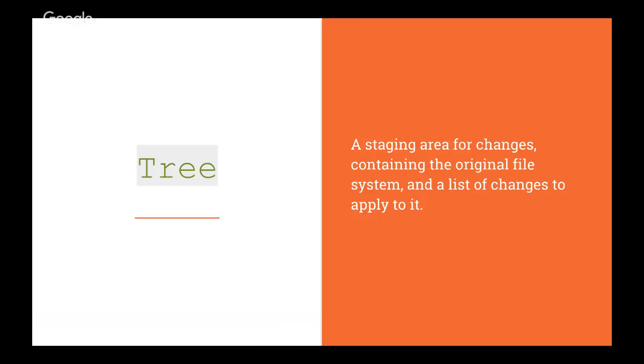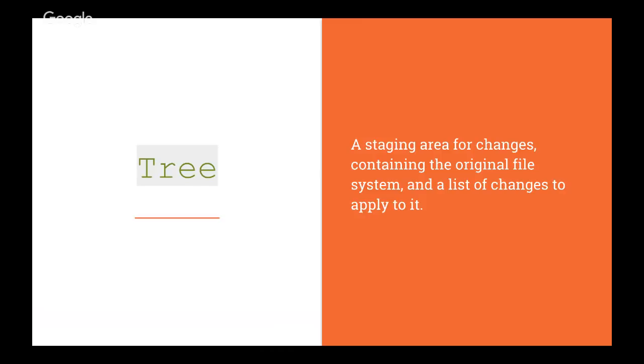Because this tree is kind of like a virtual file system, if you will, right? So it's a staging area for all of the changes that you're going to make in your schematic, containing the original file system and then all these changes that you're going to apply to it. And the nice thing about this is because it's kind of virtual, it's not until we actually commit all of our changes that those changes to the file system actually occur.